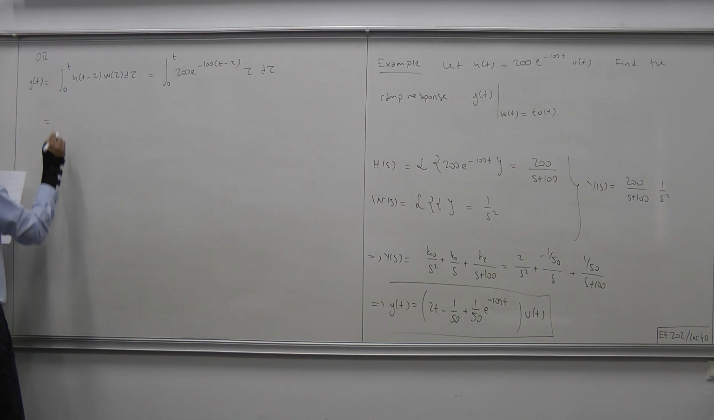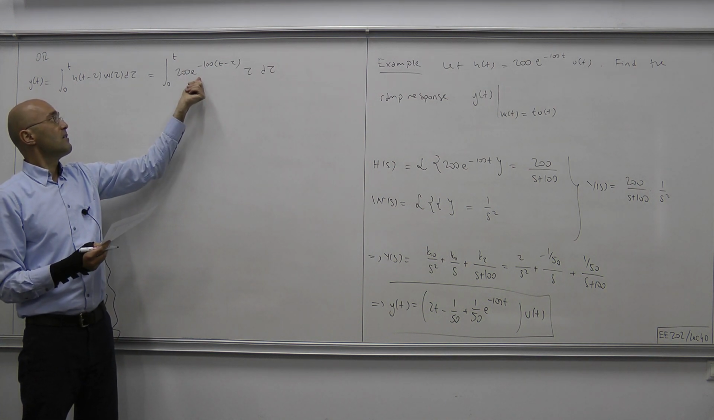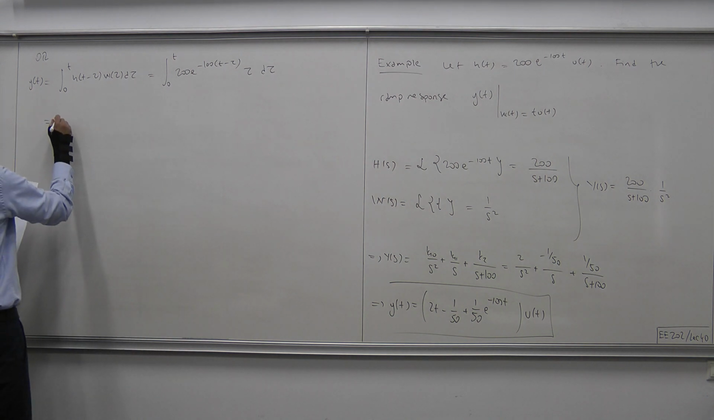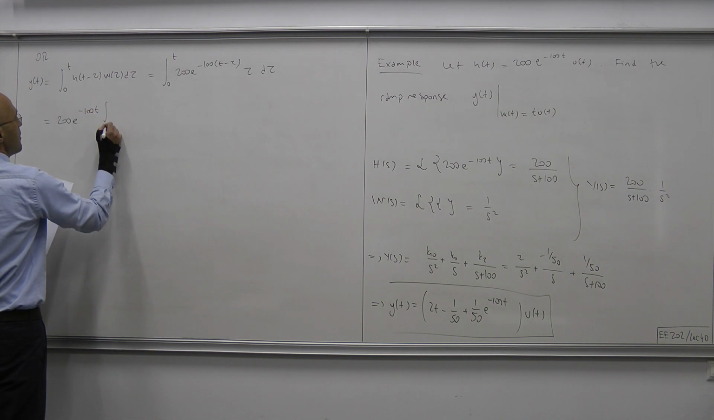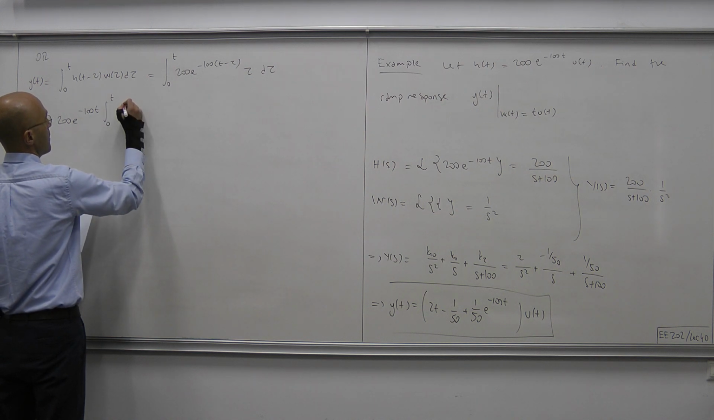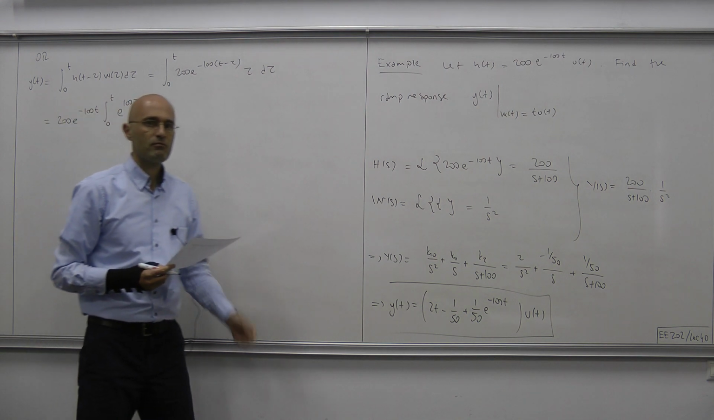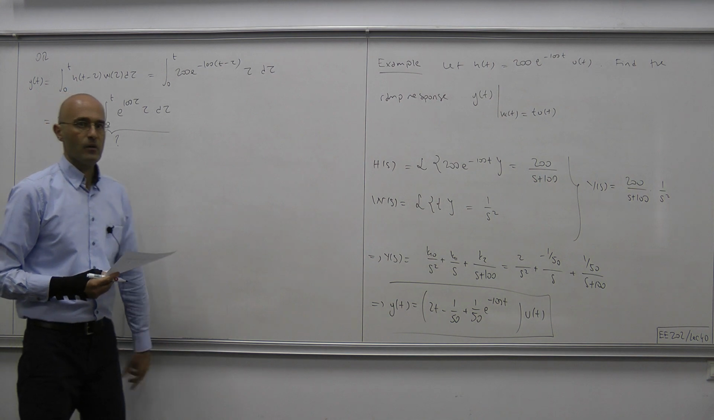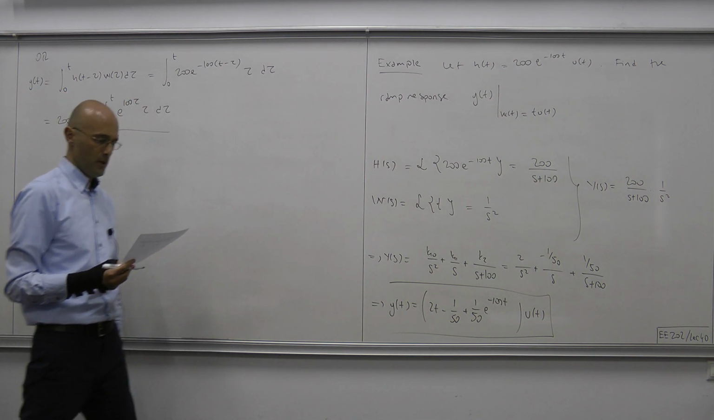Note that integration is with respect to tau, therefore we can take this e to the minus 100t term outside the integration. So let's do that: 200 e to the minus 100t, and then from 0 to t, what remains is e to the plus 100 tau, times tau, d tau. So let's try to figure out this integral, an exponential multiplying a polynomial of degree 1.